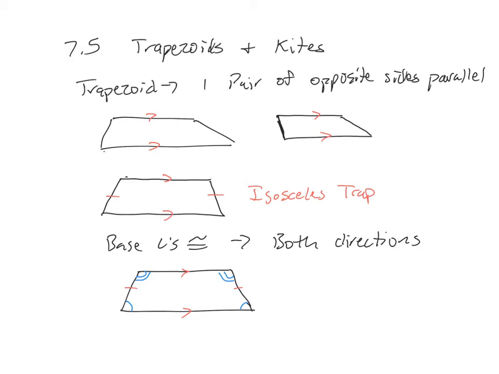The other thing that we know about an isosceles trapezoid is that diagonals are congruent, so just like a rectangle. Okay, so there's three theorems there, but two of them are just the base angle. One is if it's isosceles, then base angles. The other one is if the base angles, then isosceles.